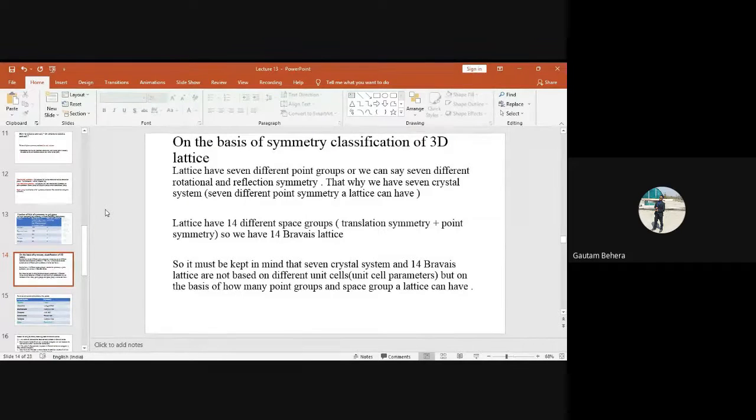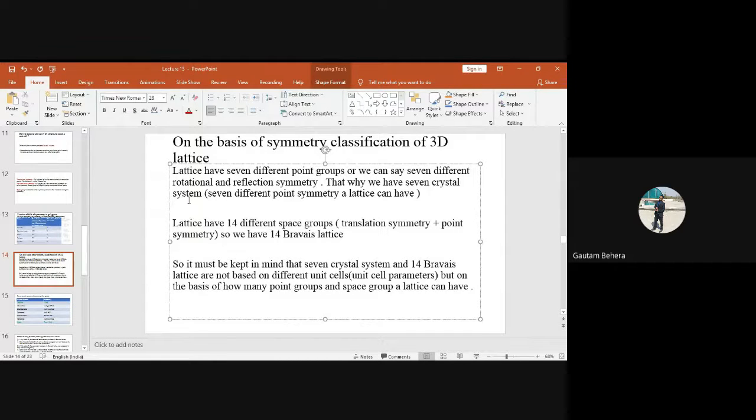You take a set of periodic points and arrange them, and you will end up with 5 different kinds of possibility. To make a 3D lattice, we have 14. Those are called the 14 Bravais lattices. Now, lattices have 7 different point groups, or we can say 7 different rotational and reflection symmetries. Listen carefully, this is very important. Rotational and reflection symmetry come under point groups. That's why we have 7 crystal systems.